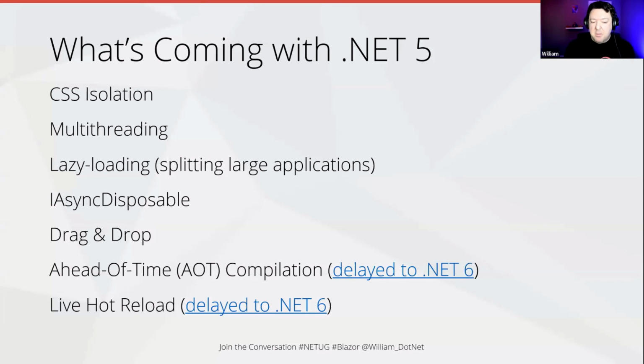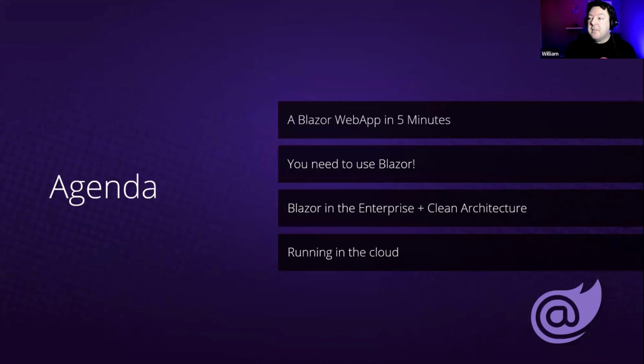The ahead of time compilation will shrink the size of all of our application down to very little, and it's a very attractive option. Can't wait. So here's all the things we covered. Know how to build an application in Blazor WebAssembly, why you need to use it, how we can architect it for an enterprise type application, and how to run it in the cloud.